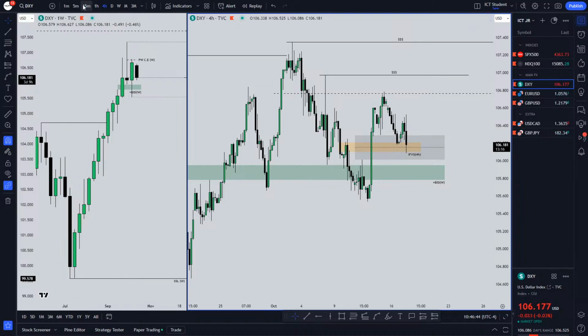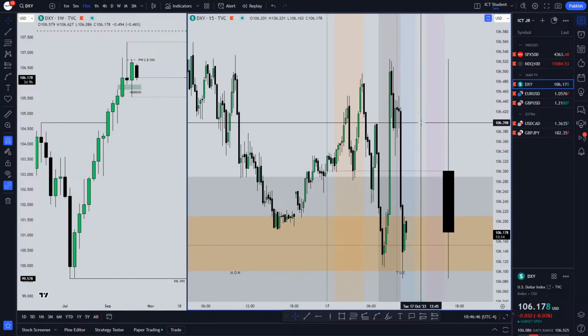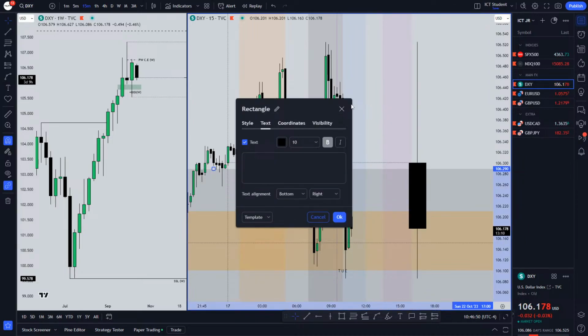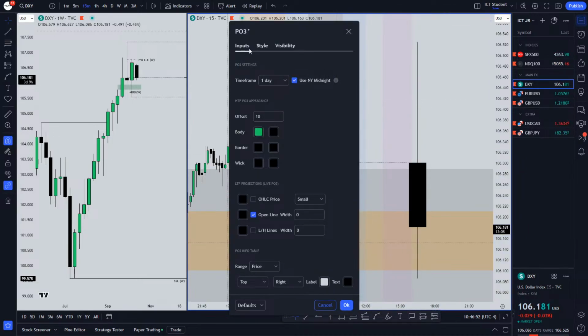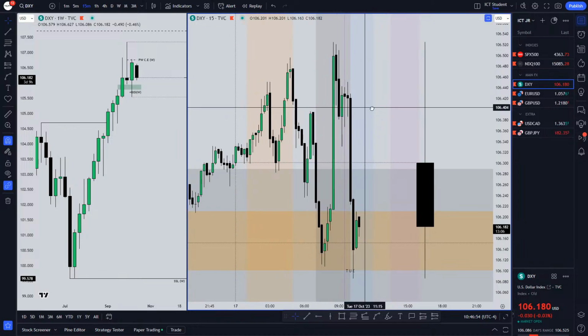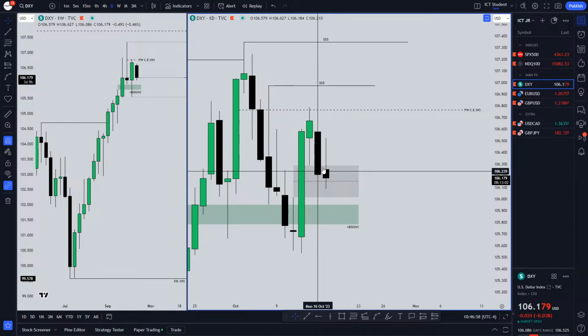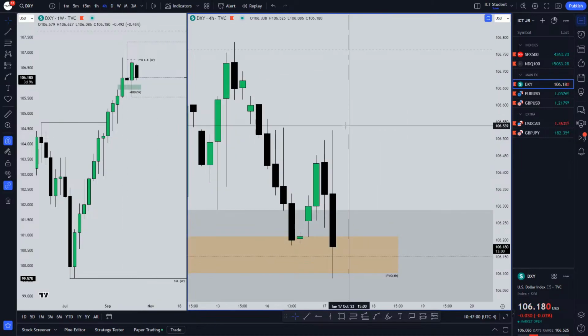Why do you have that fat candle on the right? It's a power 3 candle, basically the daily candle. It's a 1 day time frame. Whenever I go into intraday movements, this is not the real daily candle either. I like using the midnight opening.